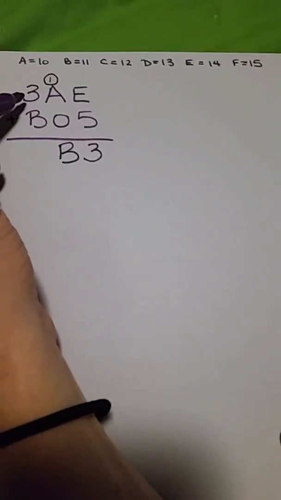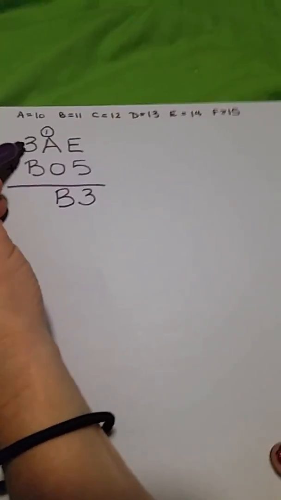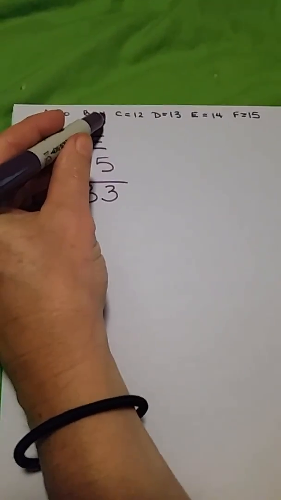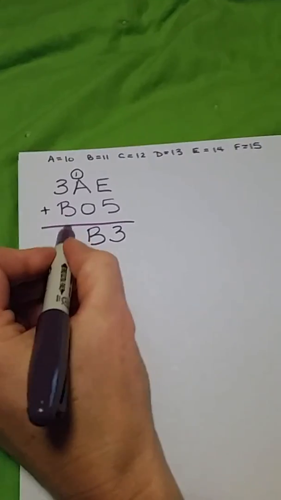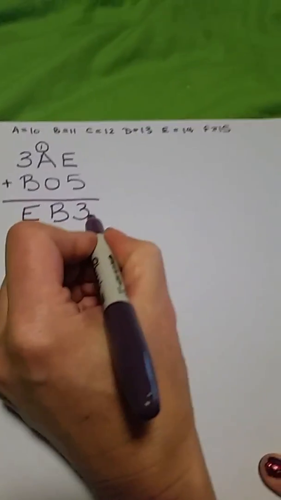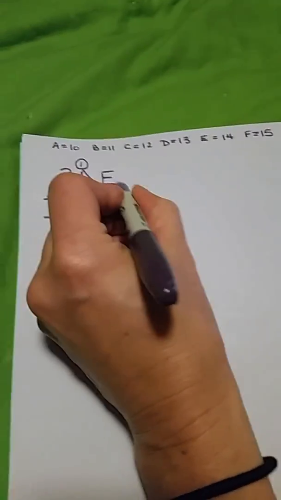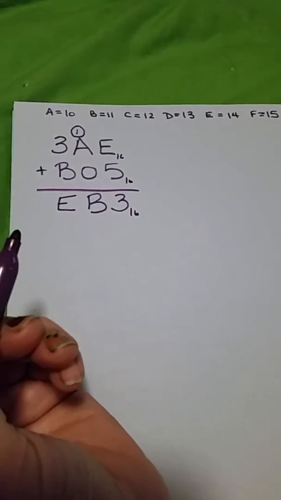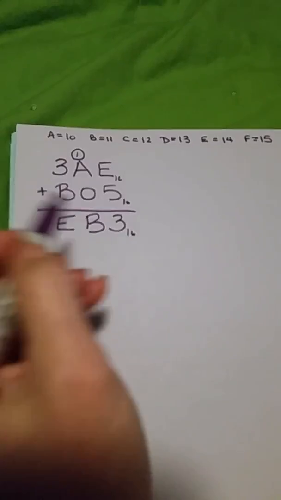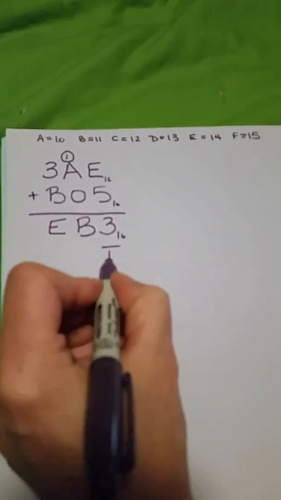All right, and then the third place value here, now we've got 3 plus B. B is 11, remember. So 3 plus B would be 1, 2, 3, we'd be at 14, which is an E. So our final answer would be EB3. If we want to, we could put the little 16 down in the corner here to remind ourselves that we're working in hexadecimal. Okay, so now our job is to look at these place values.